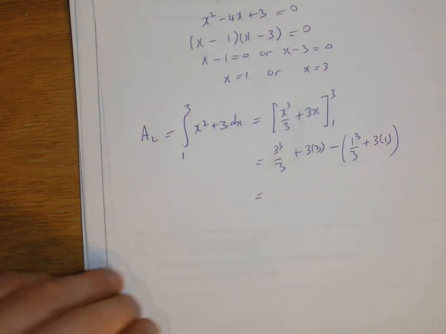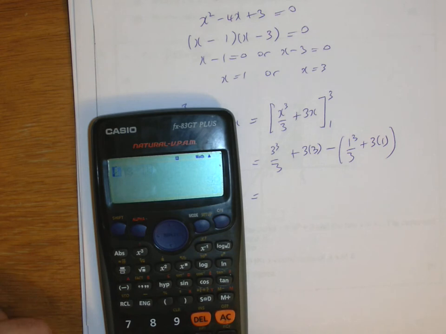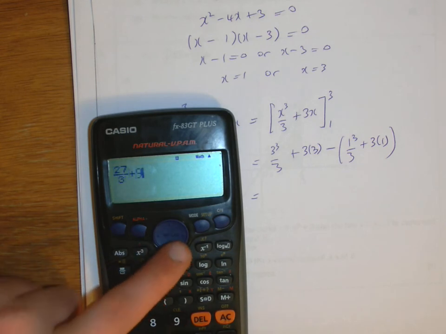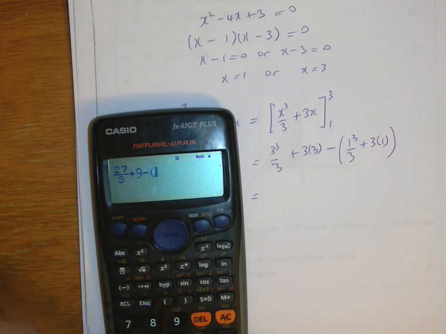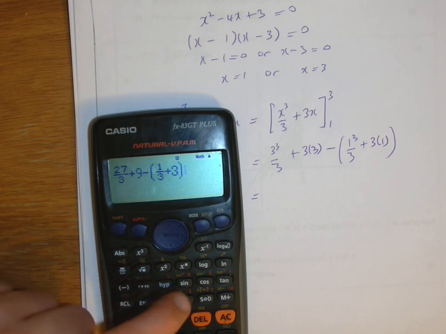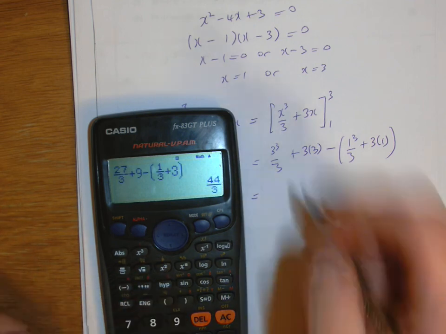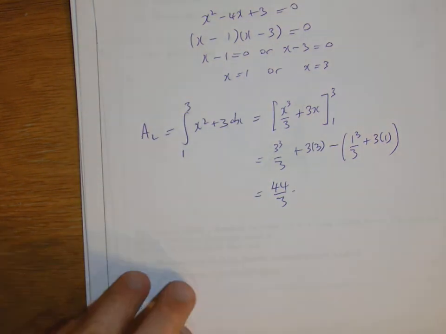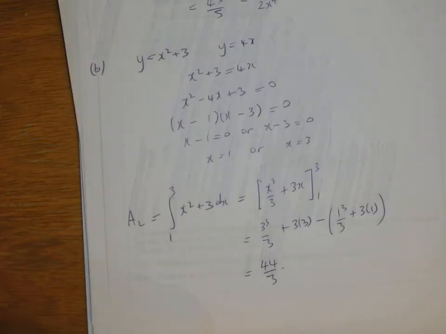And we get our calculator. Okay, so 3 cubed is 27 over 3 plus 3 times 3, which is 9. Take away then bracket. 1 cubed is just going to be 1 over 3 plus 3 times 1, which is just 3. And we work that out, and it comes out to be 44 over 3. So that's the area of A2 under the curve.